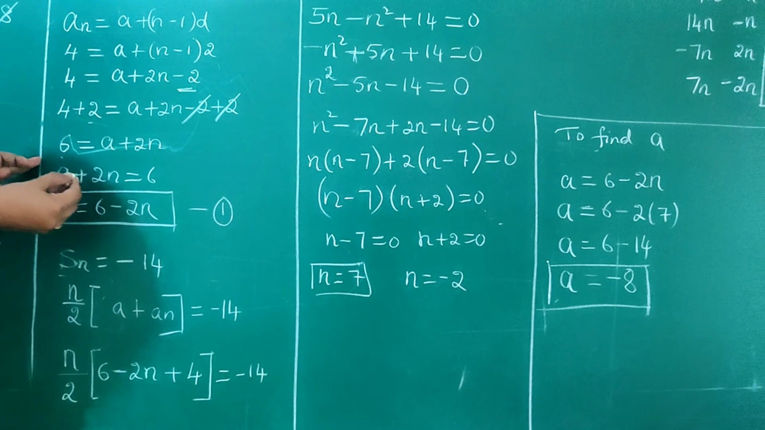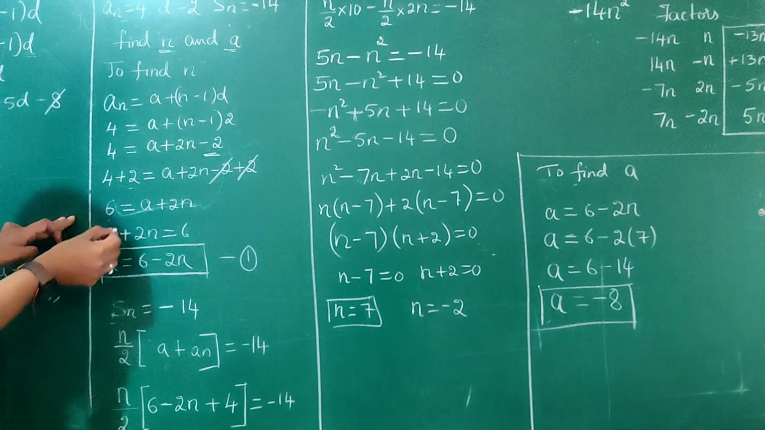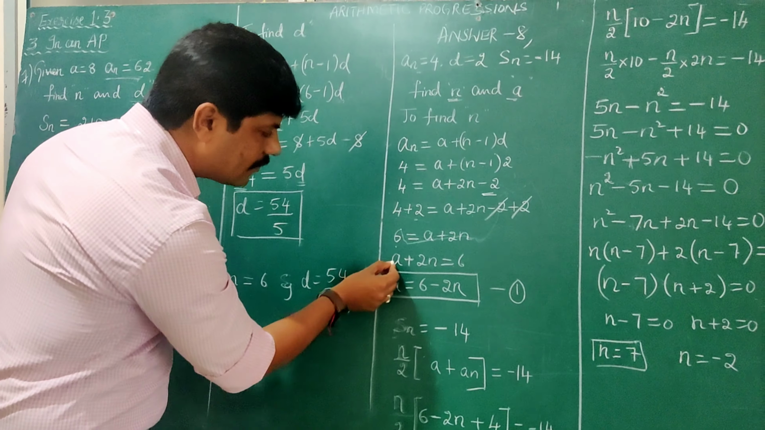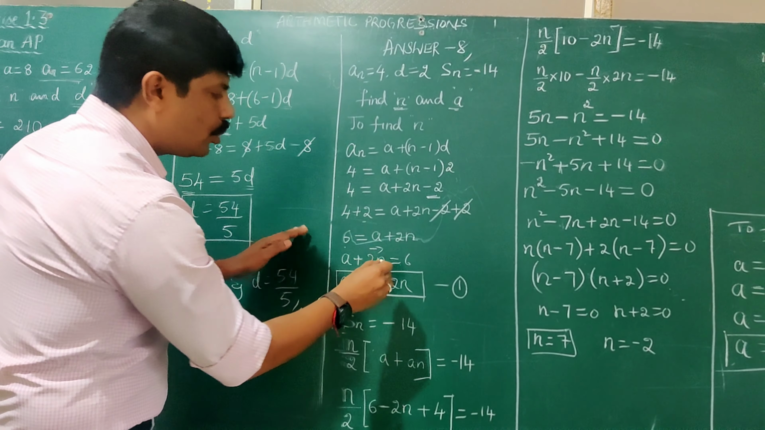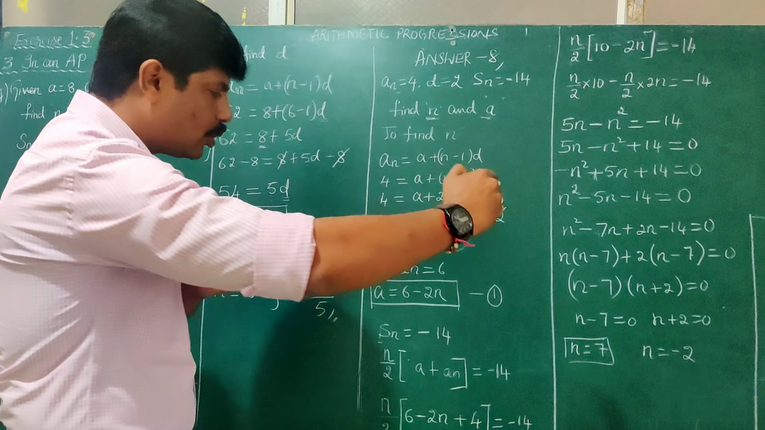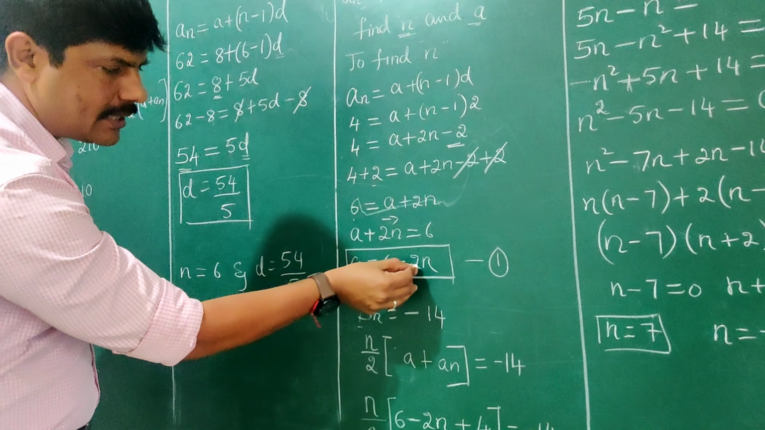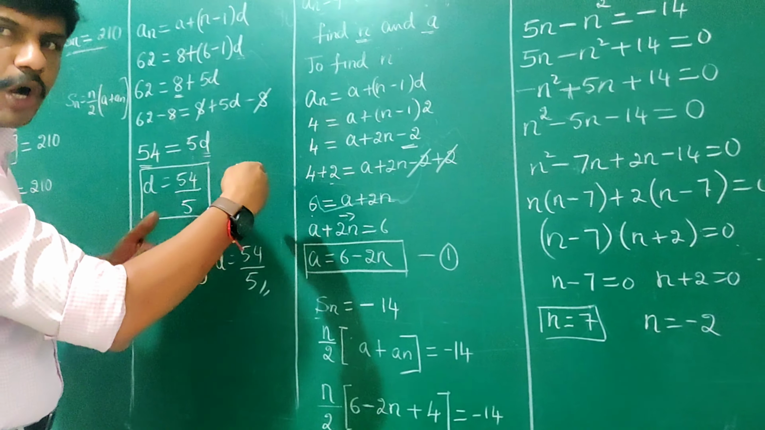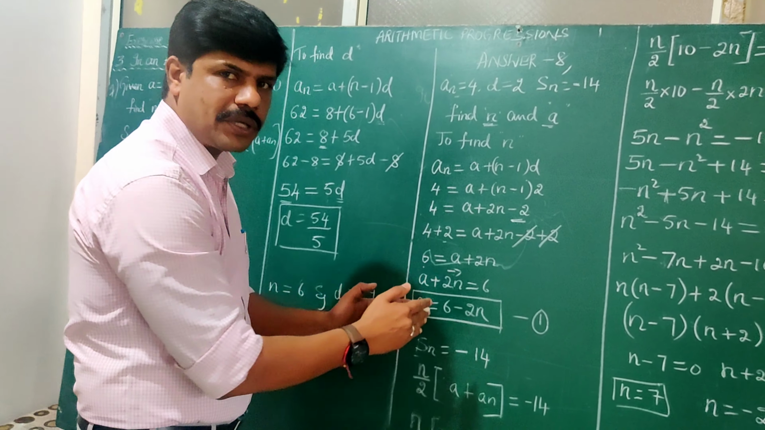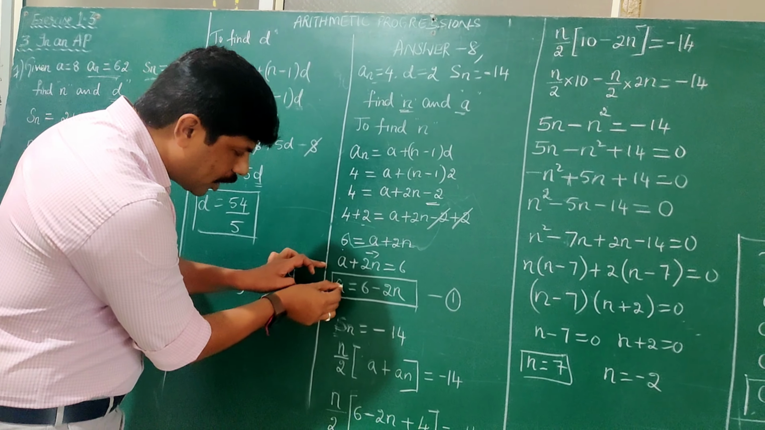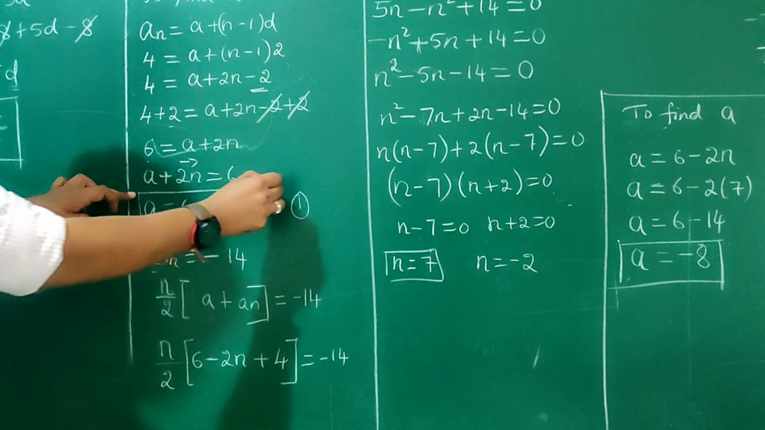Now in this step, a plus 2n is equal to 6. Two unknown values are there. Both the values we have to find, a and n. Here both a and n are there, so we convert the whole equation in terms of a. In terms of a, how to convert? You just transfer 2n to the other side by adding minus 2n on both sides, so that a is equal to 6 minus 2n. Where this 2n went, it got cancelled. So here what we did is converted the equation in terms of a, and what we got is a is equal to 6 minus 2n, and mark this as 1.